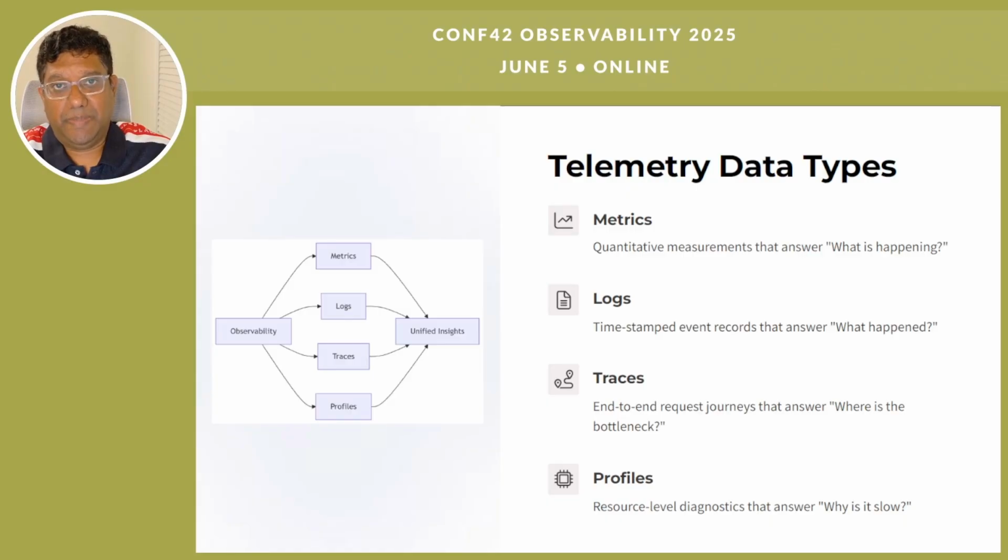And telemetry data types. So we talked about what telemetry data is, what we collect, and what type of data it is. There are different types of telemetry data. One is metrics. It explains the quantitative measurements, like what is happening.